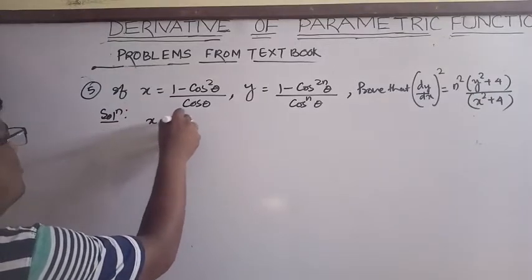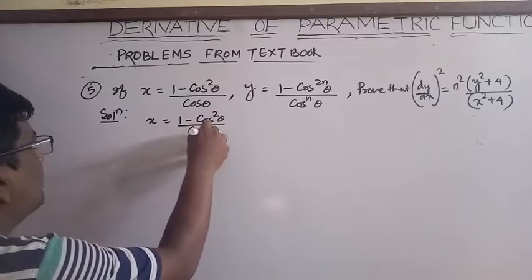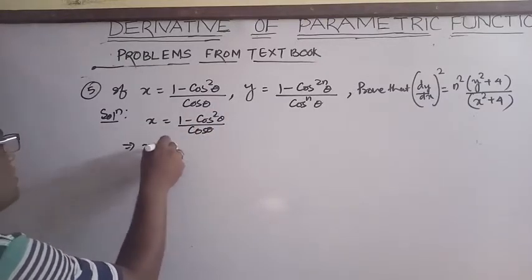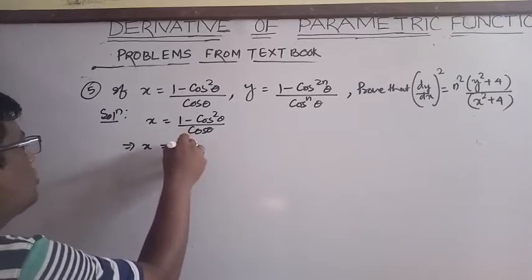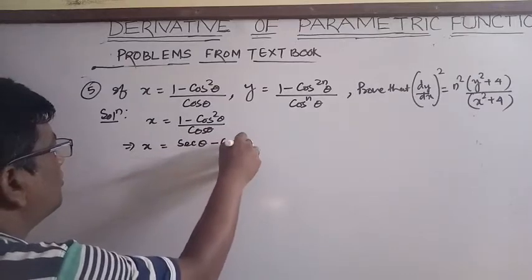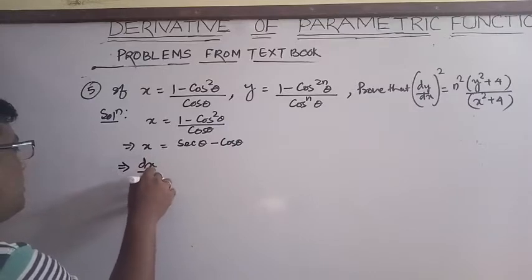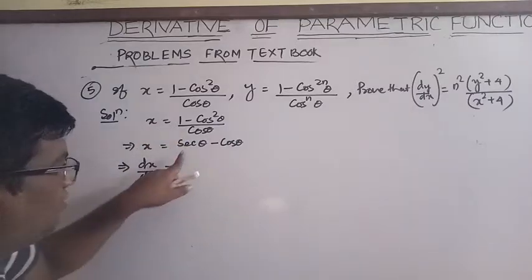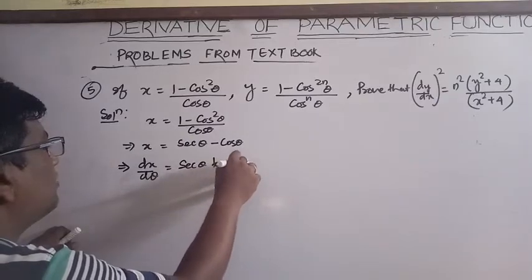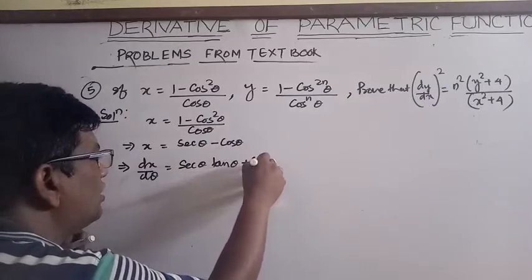x is equal to (1 minus cos square theta) by cos theta. So this is equal to what? That implies x is equal to 1 by cos, meaning sec theta, minus cos theta. Now dx by d theta is equal to the derivative of sec theta, meaning sec theta into tan theta, and the derivative of cos theta, meaning minus sin theta. This is plus sin theta.